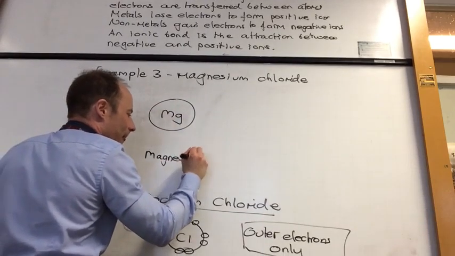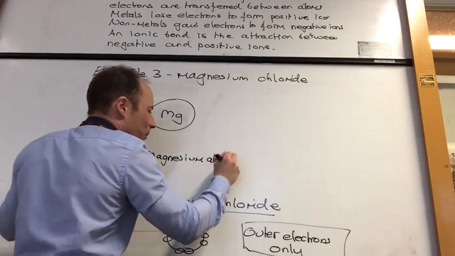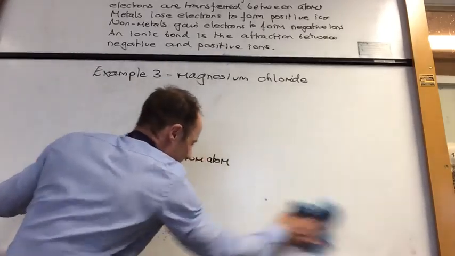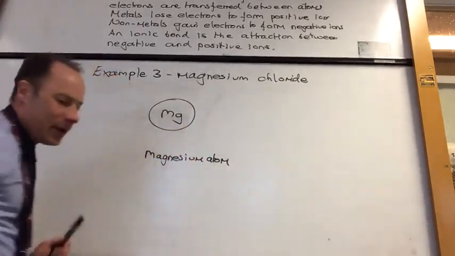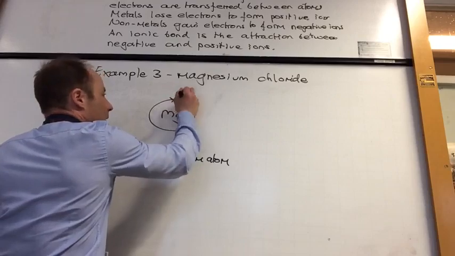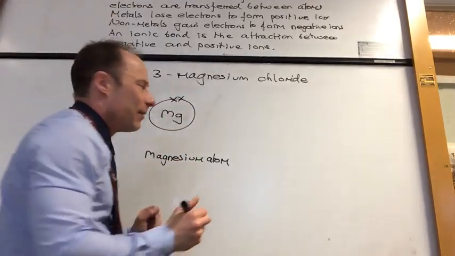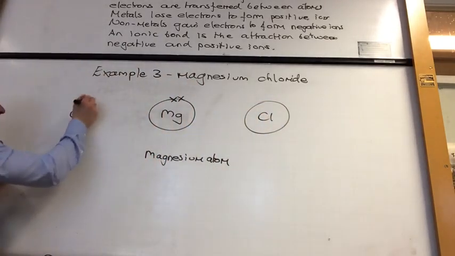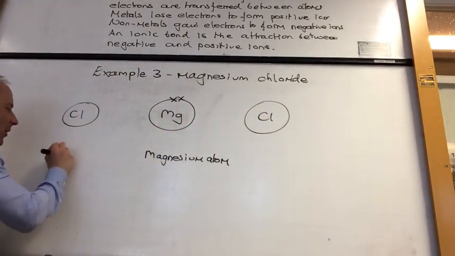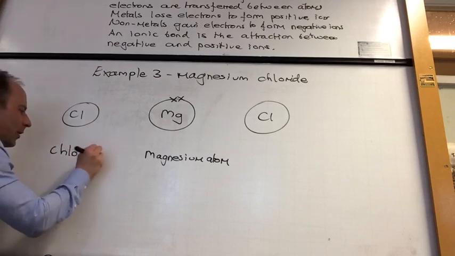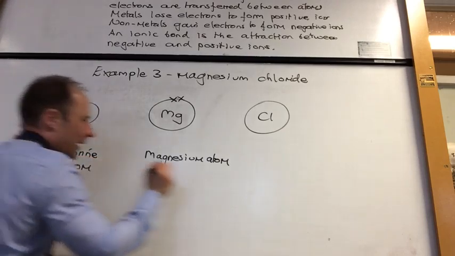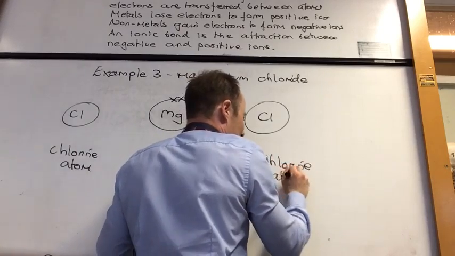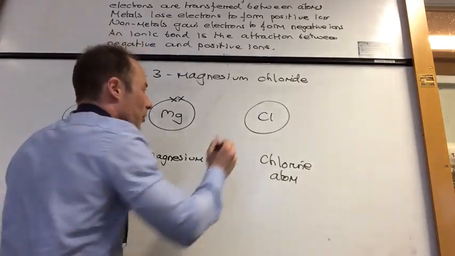Magnesium's in group 2, so how many electrons will magnesium have in his outer shell? He will have 2. Chlorine is in group 7, so how many will he have? And I'm going to do 1 on either side. 7. So I'm going to put 2. So this is my first chlorine atom, and over the other side I'm going to do my other chlorine atom, and you're right, both of them have got 7.